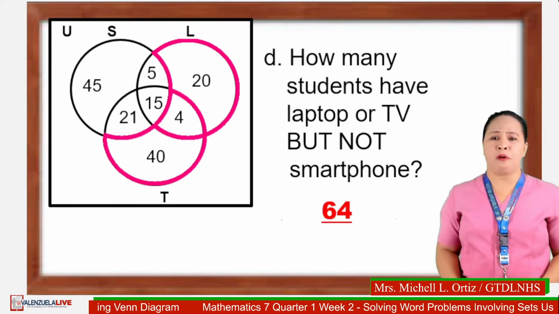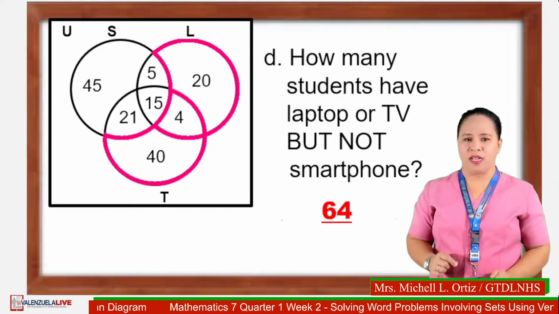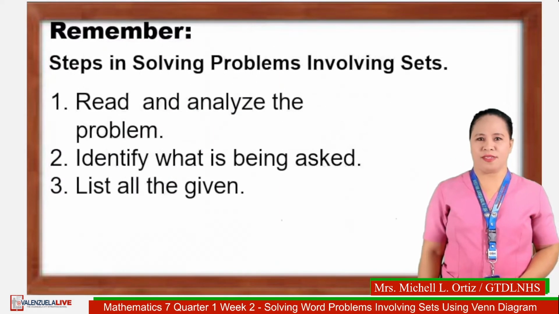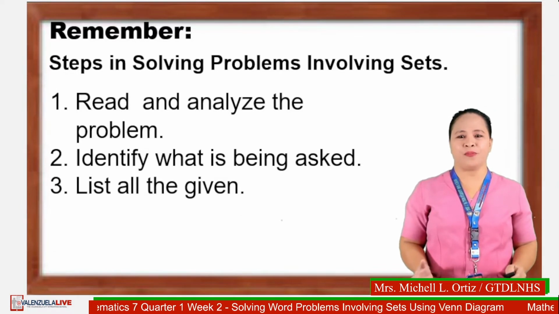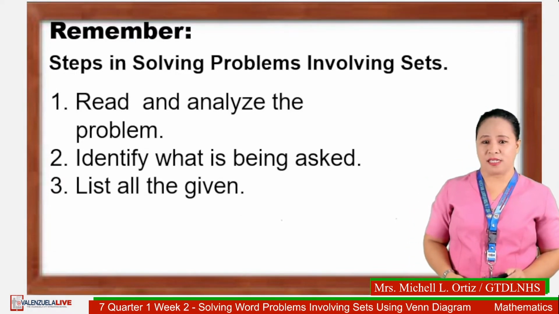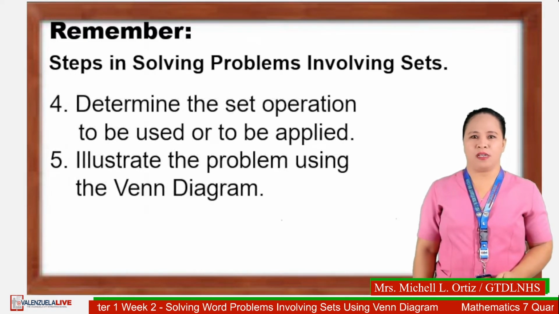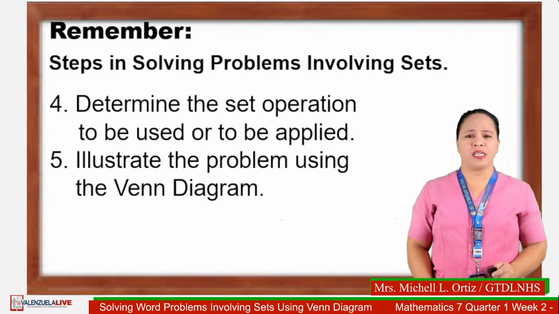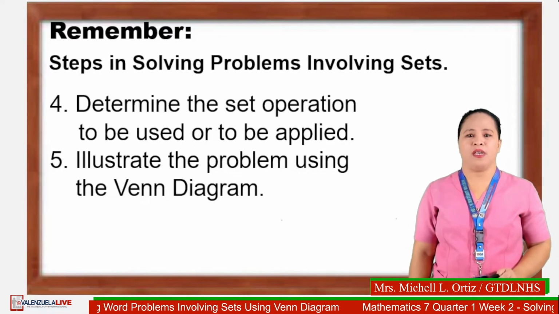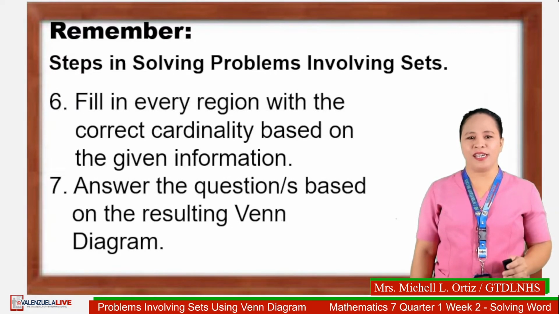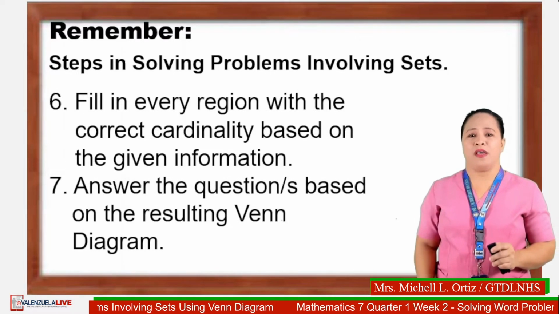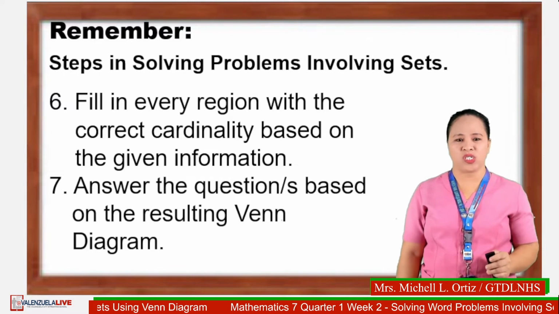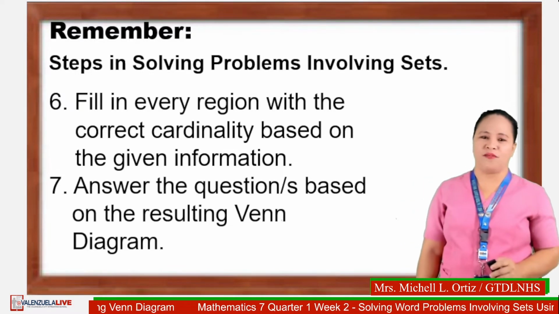To sum up the important points of our lesson today, remember the steps in solving word problems. First, read and analyze the problem. Identify what is being asked. List all the given. Determine the set operation to be applied. Illustrate the problem using the Venn diagram. Afterwards, we're going to fill in every region with the correct cardinality based on the given information. And finally, answer the question or questions based on the resulting Venn diagram.